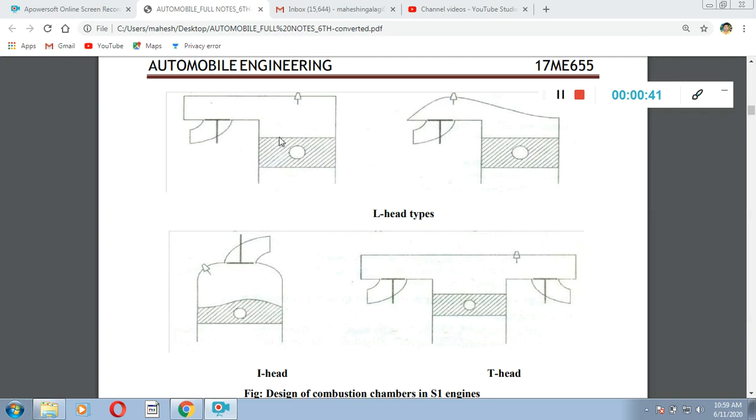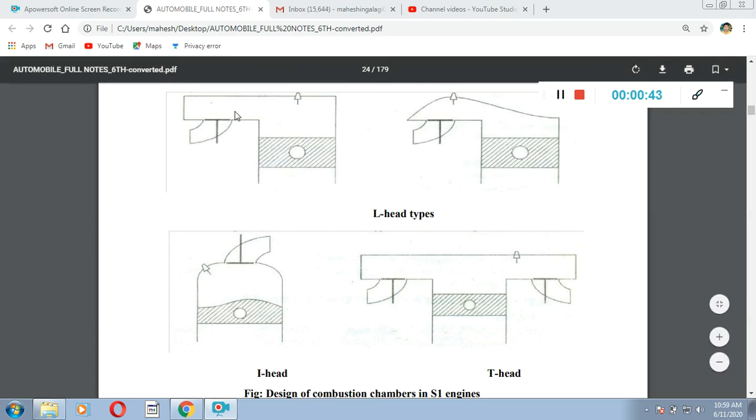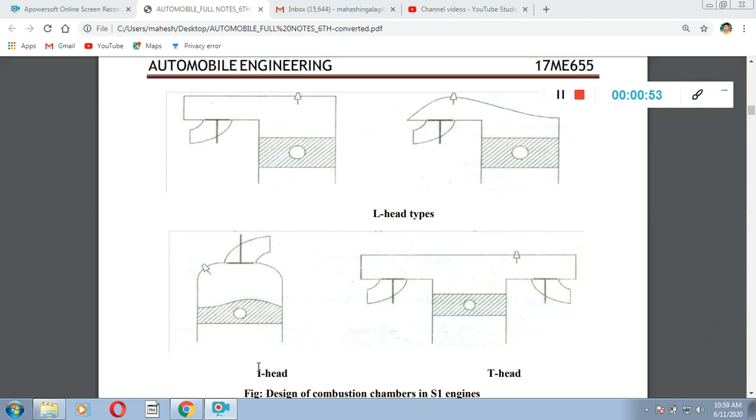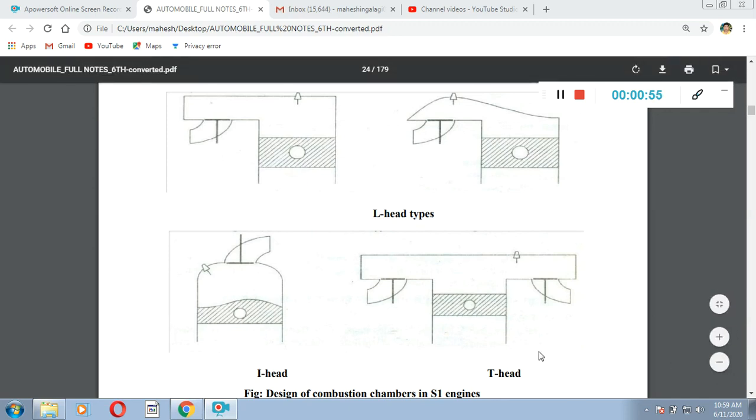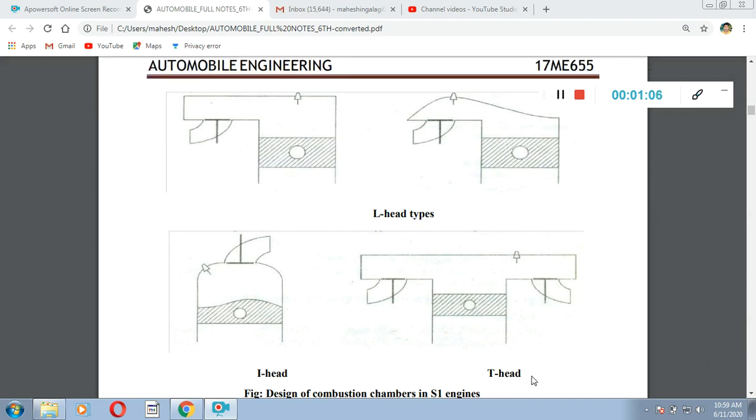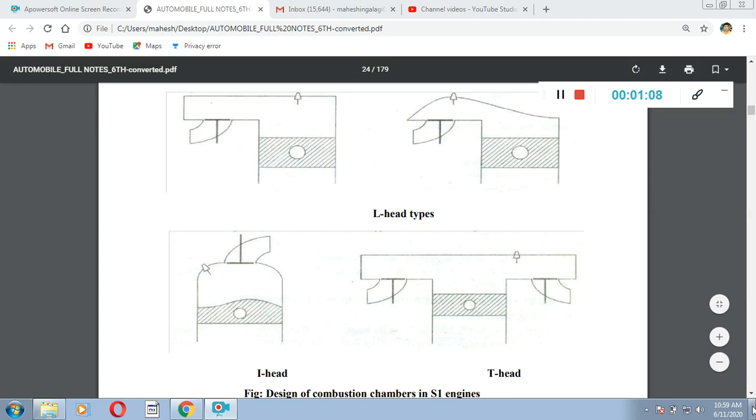So L head, you may observe here, it looks like the English letter L, so that's why it is known as L head type. And now this is the vertical cylinder combustion chamber, that is the I head, and the third type is the T head. T head type means it looks like a T, so that's why it is known as the T head type of combustion chamber, or a design of combustion chamber.